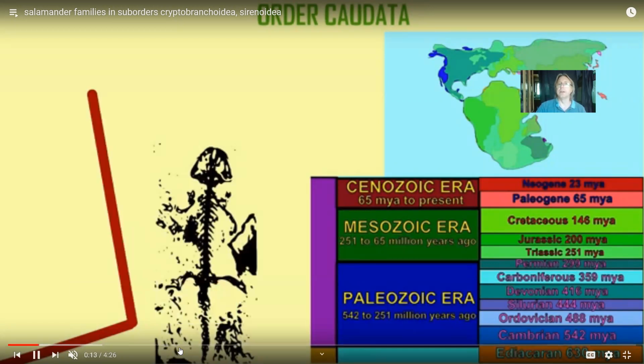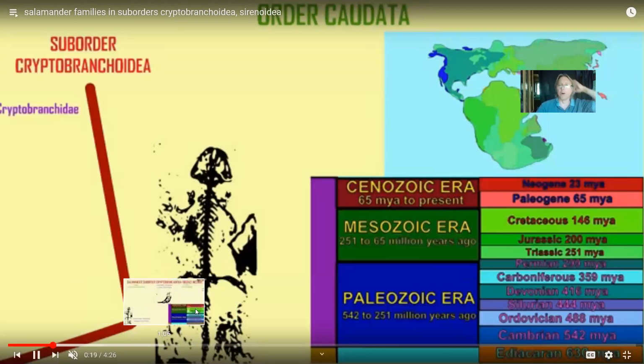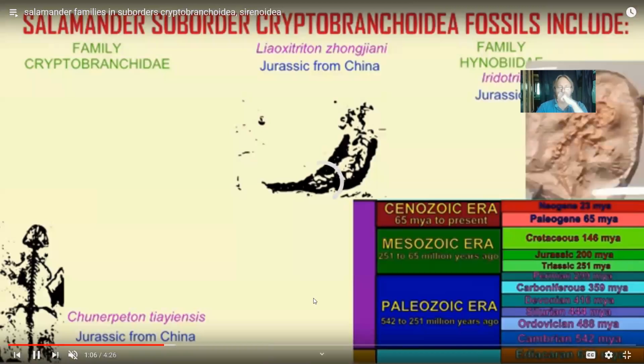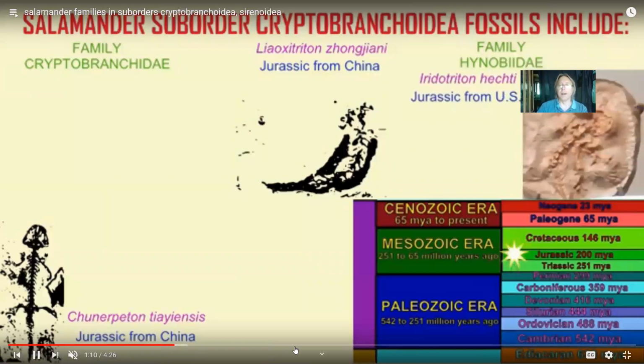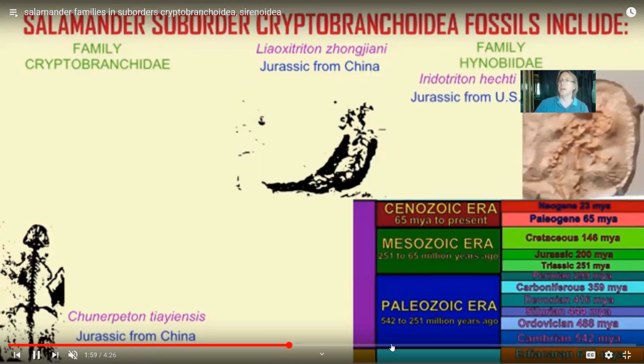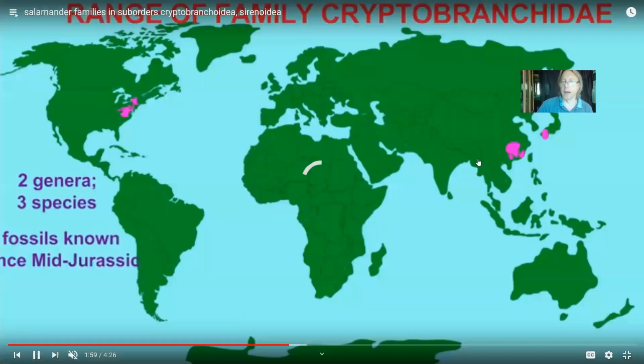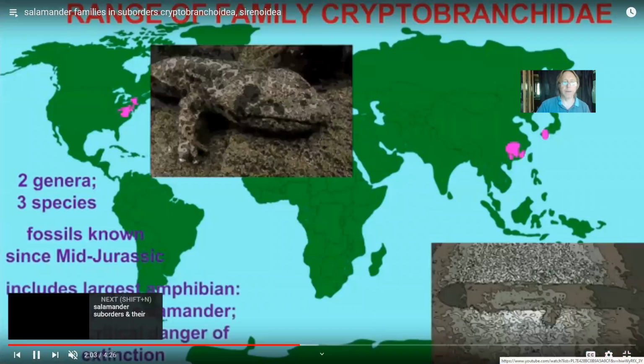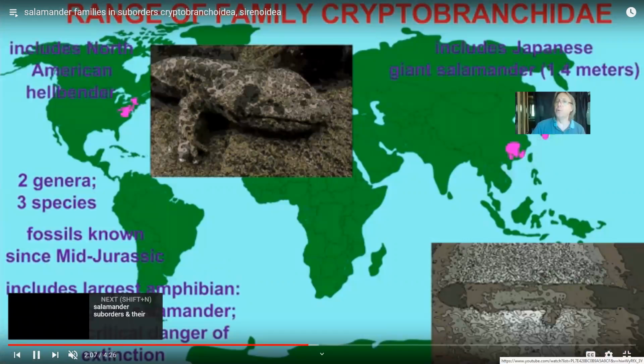But here in the order Caudata, which is the order of salamanders, there are different suborders with the Cryptobranchidae, known from the Jurassic period, with a couple of fossils which I've represented here. So just as frog suborders evolved over time, so too did the salamander suborders. Okay. Some salamanders today can be 4 feet long. They are the largest amphibians alive today.